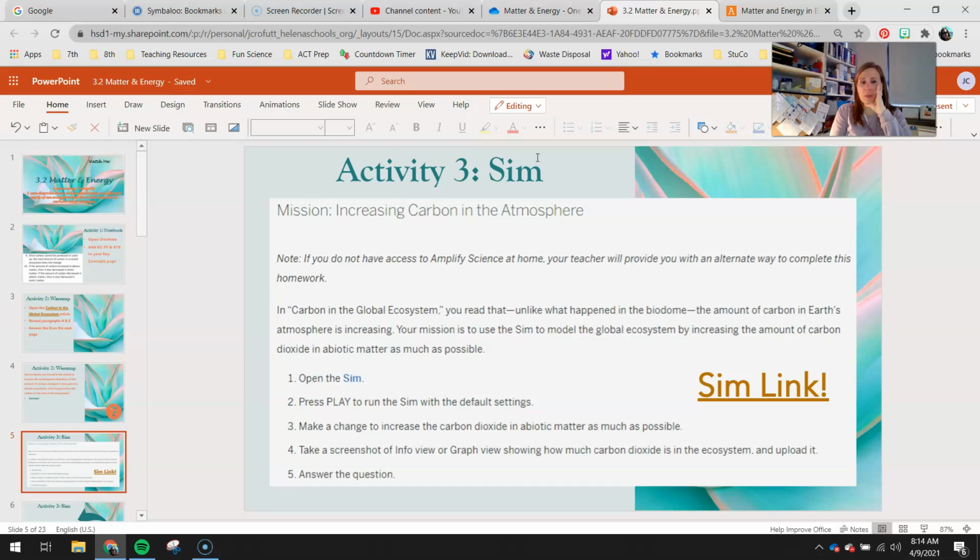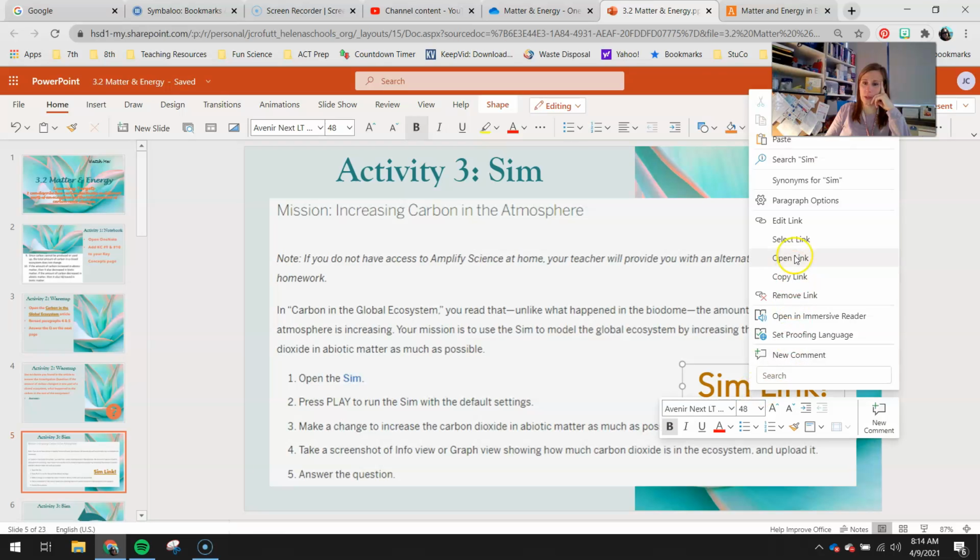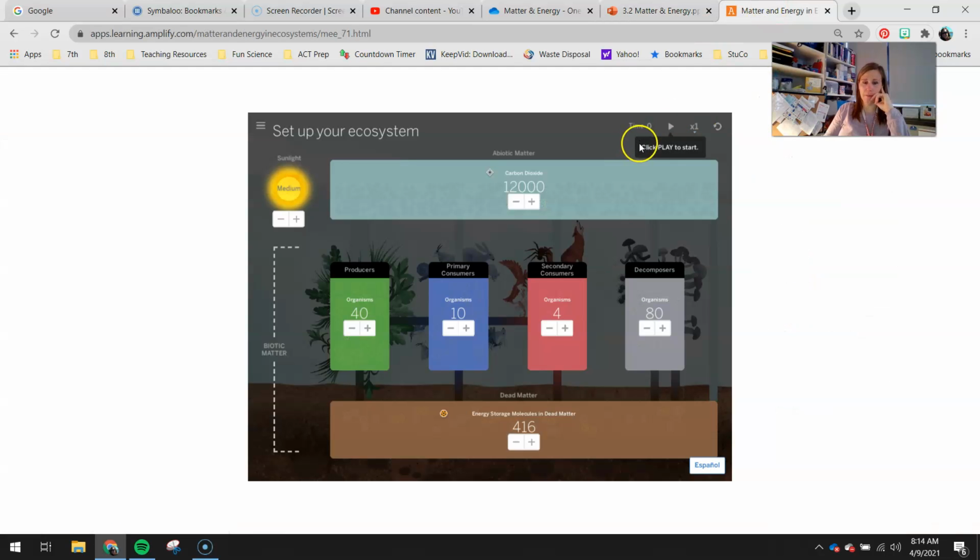In the Carbon in the Global Ecosystem article, you read that, unlike what has happened in the biodome we talked about earlier in this unit, the amount of carbon in Earth's atmosphere is increasing. Your mission is to use the sim to model the global ecosystem by increasing the amount of carbon dioxide in abiotic matter as much as possible. So go ahead, right-click, and open your sim link. It's right up here for you.